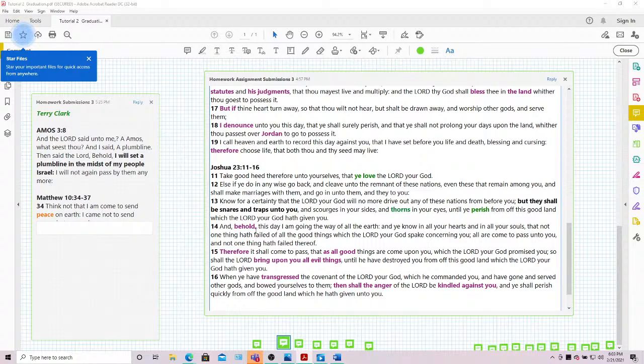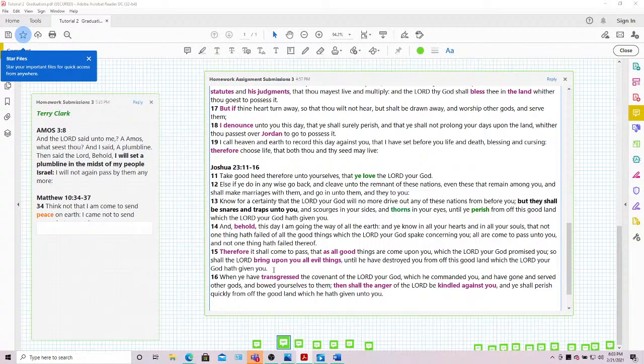And behold, remember, this day I goeth the way of all the earth, and you shall know in your hearts and in your souls that not one thing has failed of all the good things which the Lord your God spake concerning you. All are come to pass unto you, and not one thing has failed thereof. So therefore it shall come to pass that as the good things are come upon you, which the Lord your God has promised you, so shall the Lord bring upon you all evil things, until he has destroyed you from off this good land which the Lord your God has given you.